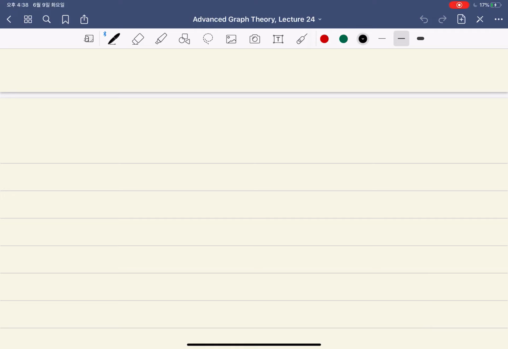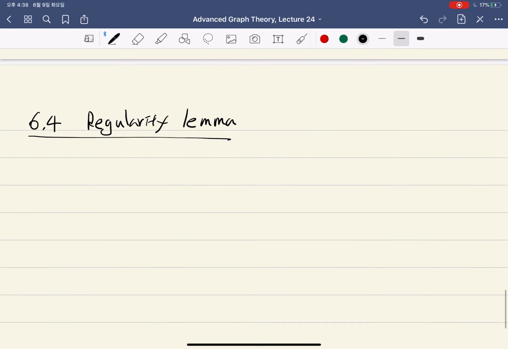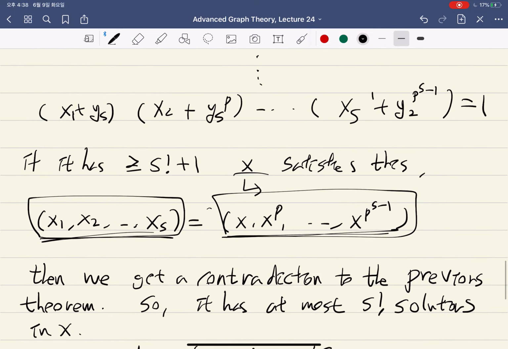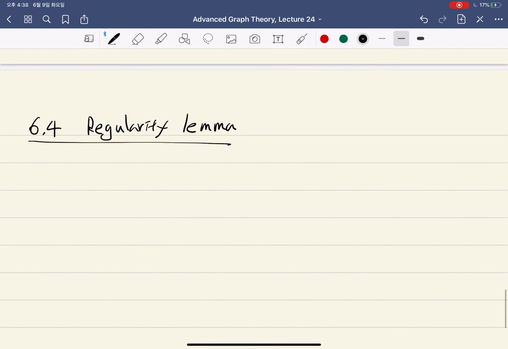So now we move to a new topic. Still extremal graph theory, but the new topic is called regularity, the regularity lemma. So many times so far, our quest here is that we want to find a certain subgraph inside of a given graph when certain conditions are met.